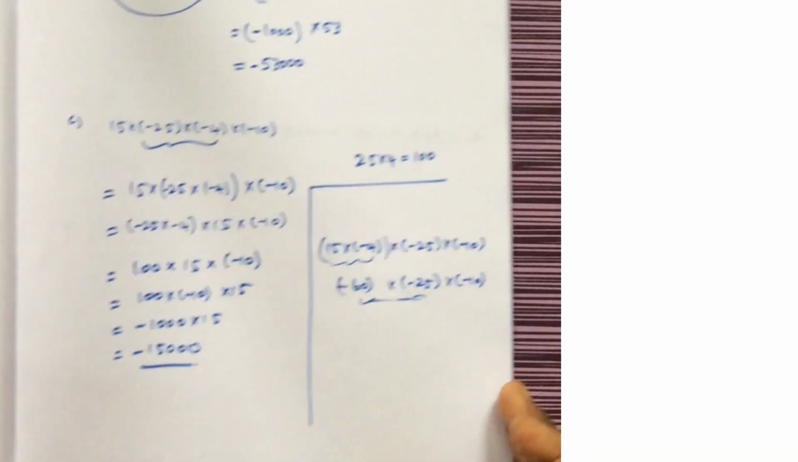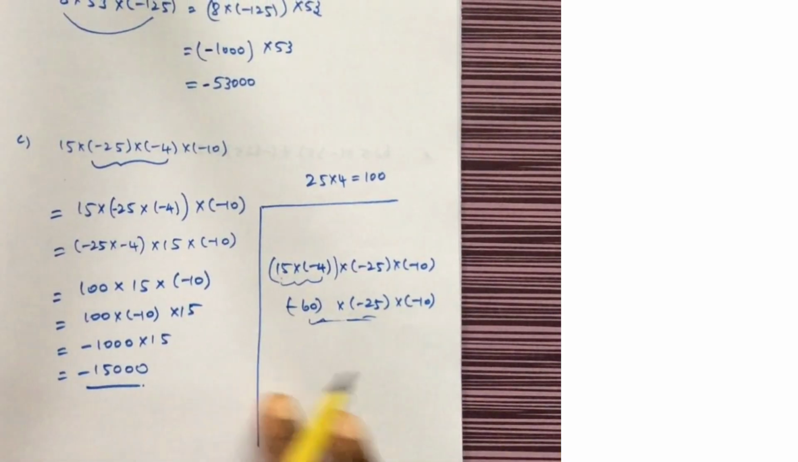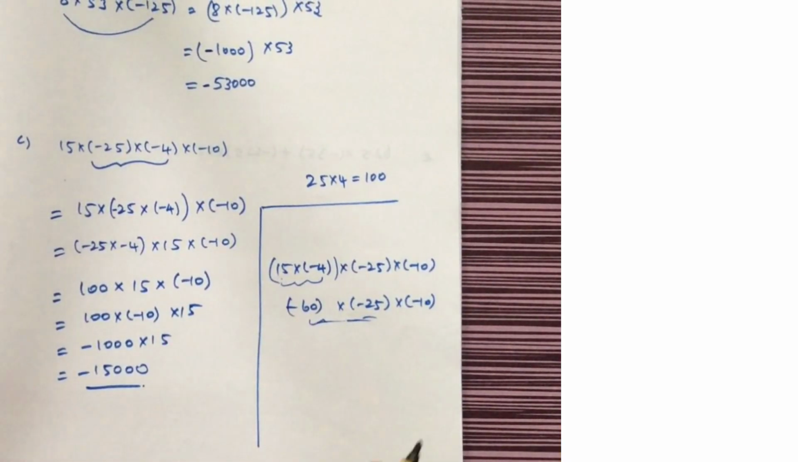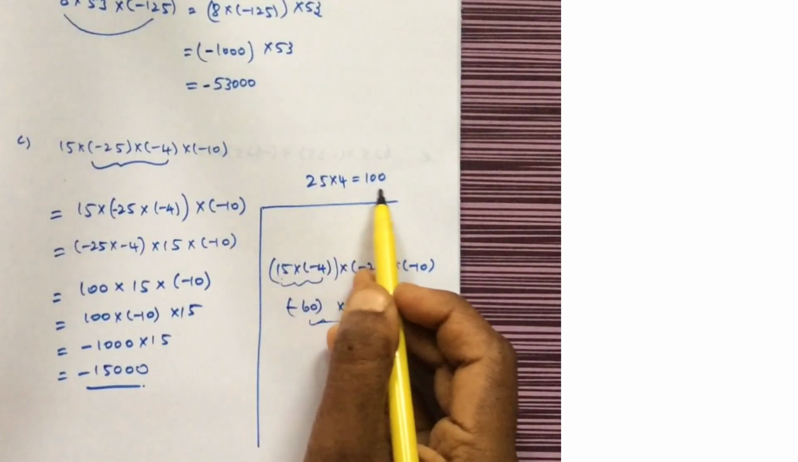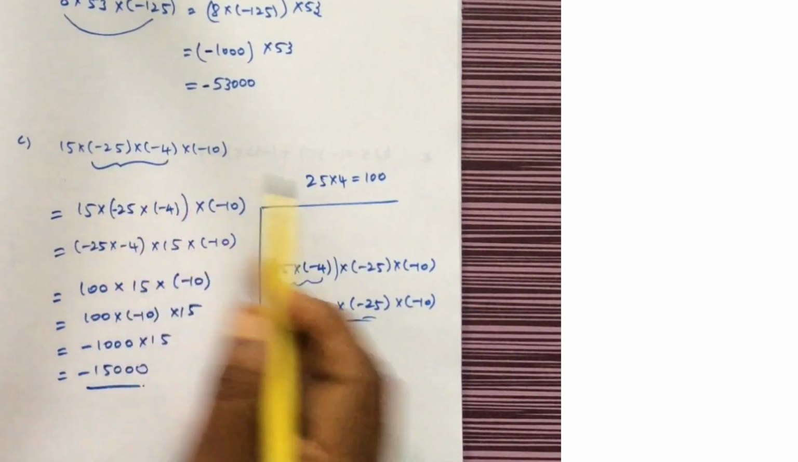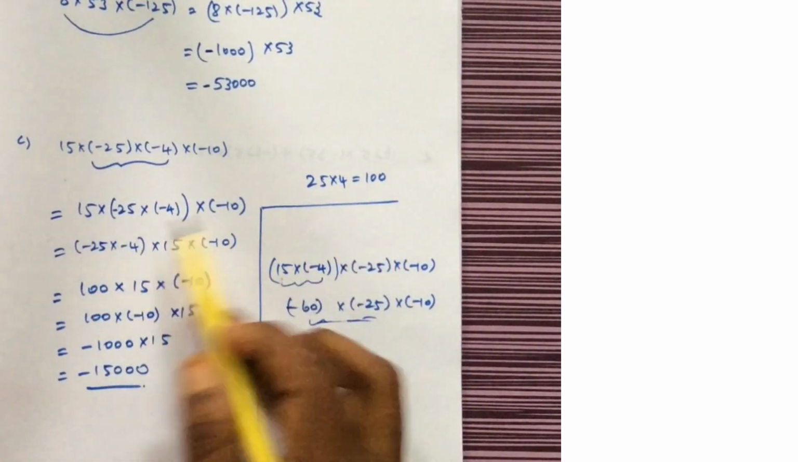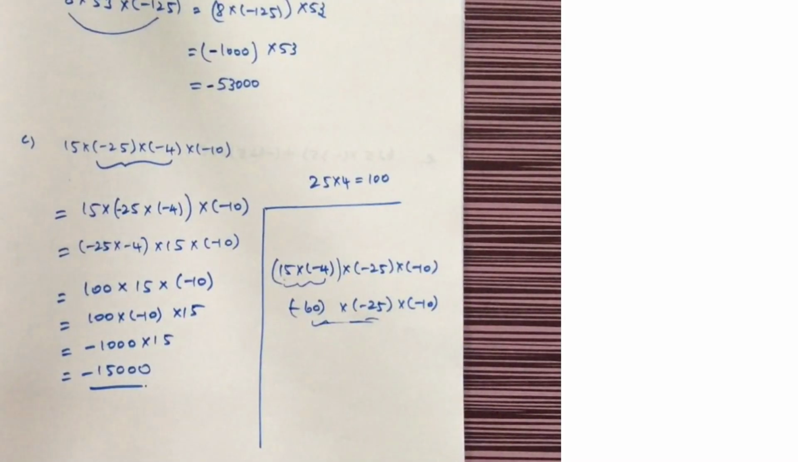Okay, you have to see which is easier. For that you should see how many zeros are coming. Here 25 multiplied by 4 is 100. So multiplication with 100 is very simple.